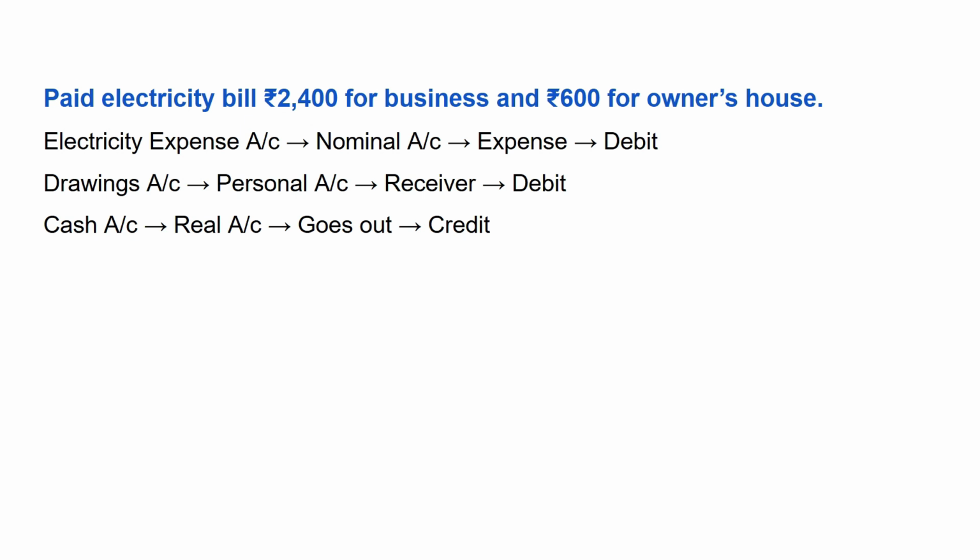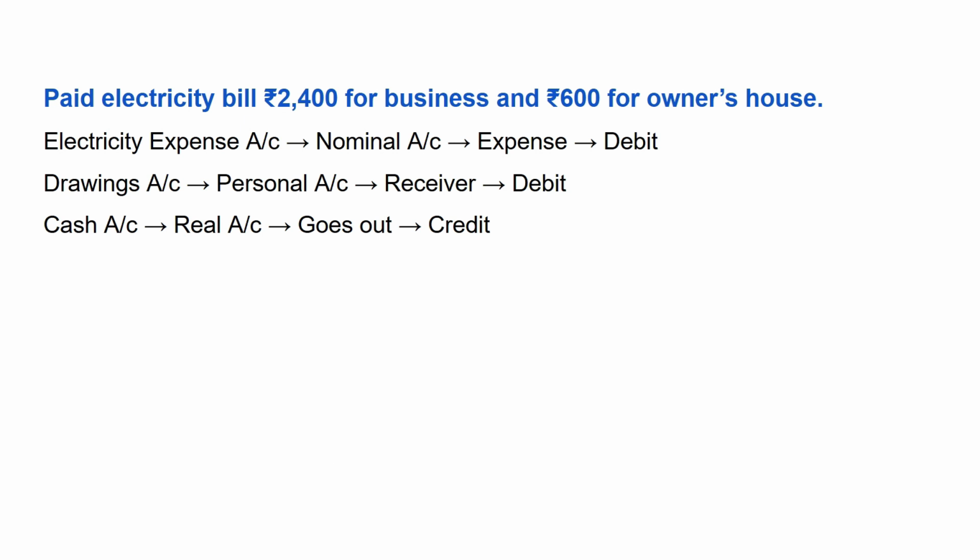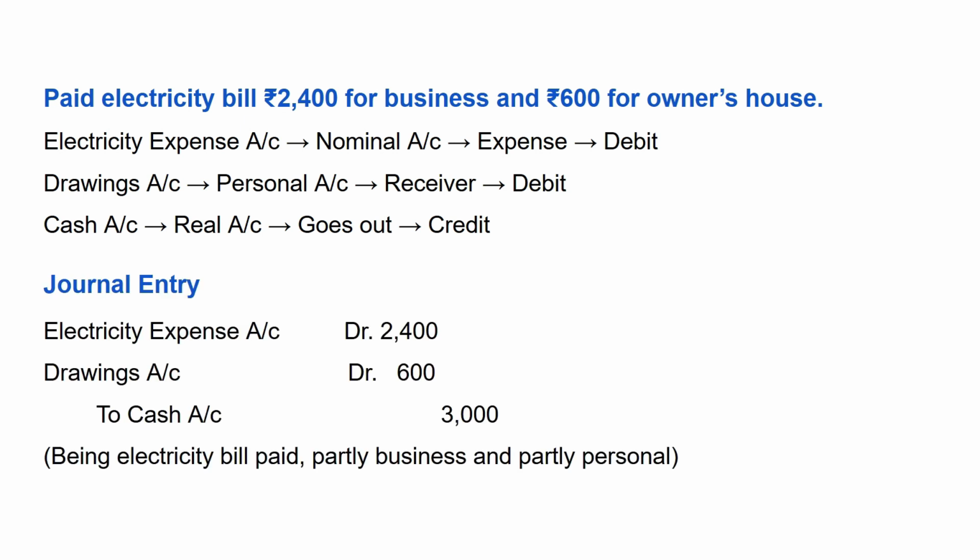Electricity expense account is a nominal account. Electricity is an expense, so it is debited. Drawings account is a personal account, and the drawings owner is the receiver, so it is debited. Cash account is a real account, and cash goes out of the business, so it is credited. So the journal entry is electricity expense account debit 2400, drawings account debit 600, to cash account 3000 rupees.